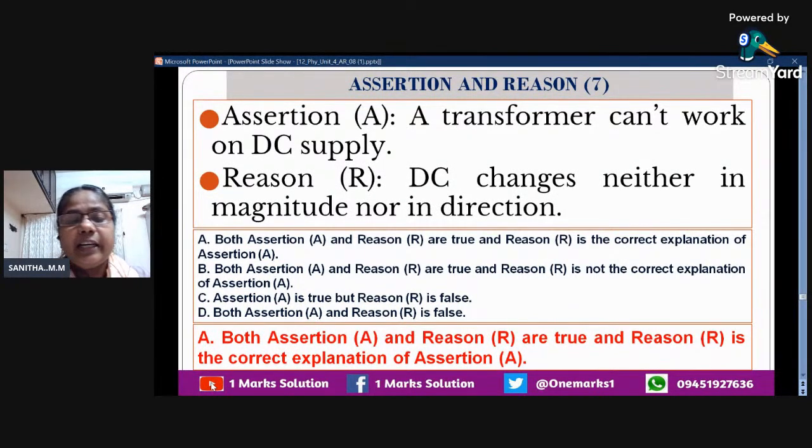DC changes neither in magnitude nor in direction. Absolutely correct. So the reason is the correct explanation of the assertion.